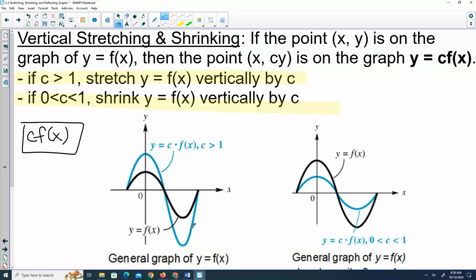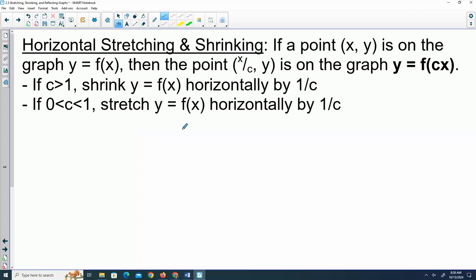So if you have a number on the inside, so you have a function, and inside that function you are multiplying by c, that is a horizontal stretch or shrink. But it does the opposite. So if the number is bigger than 1, it actually shrinks. And if the number is between 0 and 1, it stretches.